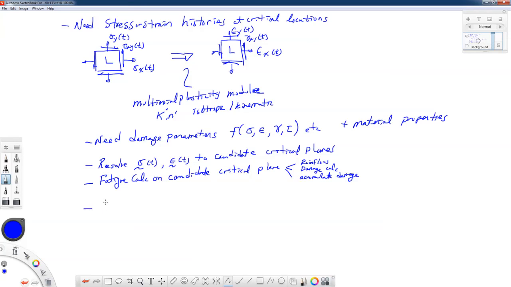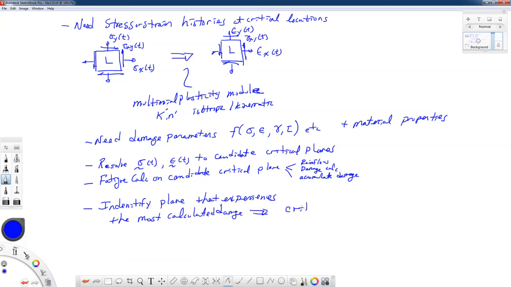Then you just need to identify the plane that experiences the most calculated damage. And then that would be your critical plane and your expected cracking location.